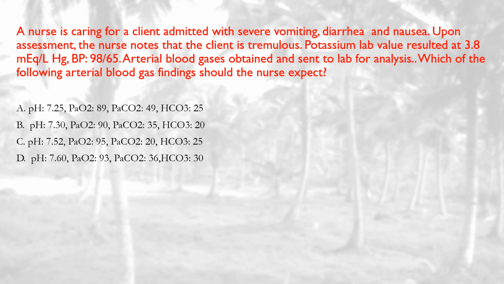So let's look at the signs and symptoms. This is abnormal, right? Severe vomiting, diarrhea, and nausea. Those are abnormal signs and symptoms, right? Then we have the potassium level right here. That's low, so that's hypokalemia here. And then we have a low blood pressure, which is hypotension. So we have those three clues and what correlates with that.